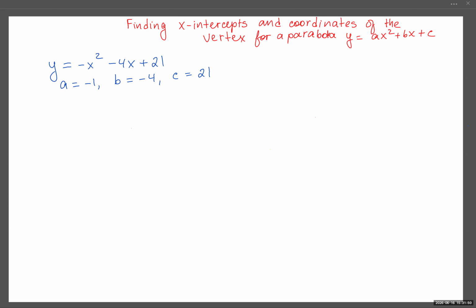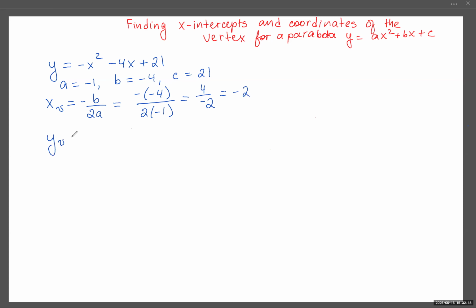Now we start with finding the vertex. The vertex has an x-coordinate and a y-coordinate. The x-coordinate of the vertex has a formula: minus b over 2a. So for us, this would be minus -4 divided by 2 times -1. So that's 4 on the top and -2 on the bottom, which is just -2.